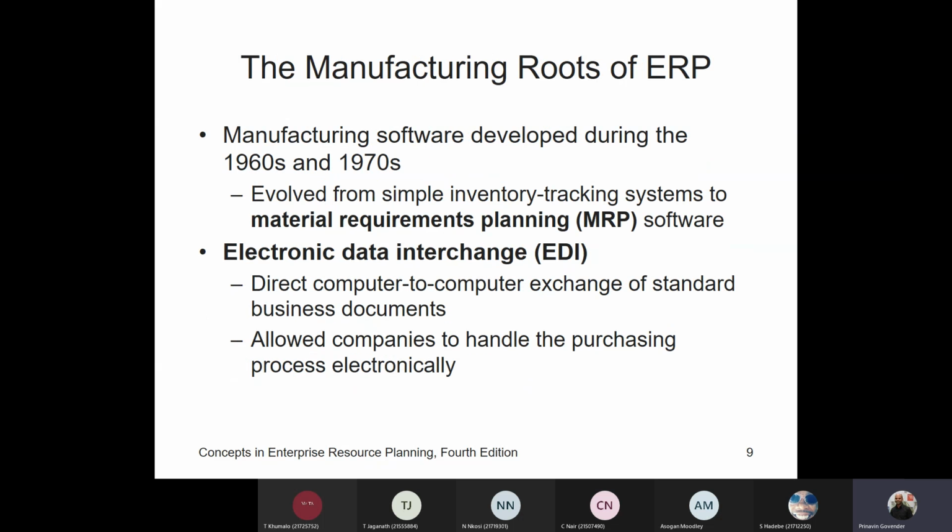Right, again, you can go and read up in terms of the manufacturing route, the history of it, the 1960s, 1970s. That's out of interest. Finally, you got what is known as electronic data interchange, EDI. You got an interchange between computer to computer and exchange of data between the two.